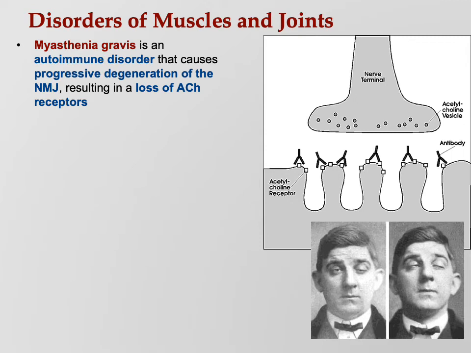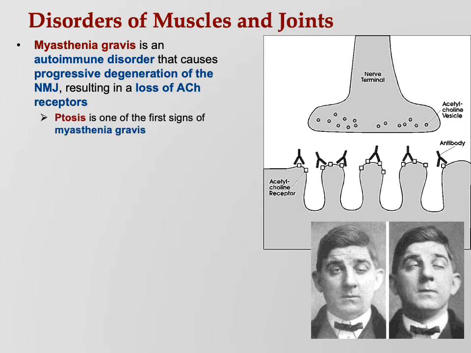Myasthenia gravis, an autoimmune disorder that causes progressive degeneration of the NMJ, resulting in a loss of acetylcholine receptors. So here, remember, in order for the neuromuscular junction to work, the neurotransmitter acetylcholine has to bind to the receptors. Well, in myasthenia gravis, the receptors start getting destroyed. So here you've got plenty of acetylcholine, but you've got no receptors for it to bind to. So what does that mean? It means you can't move.